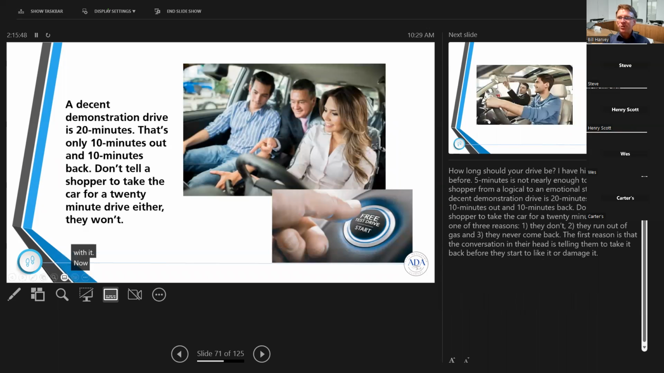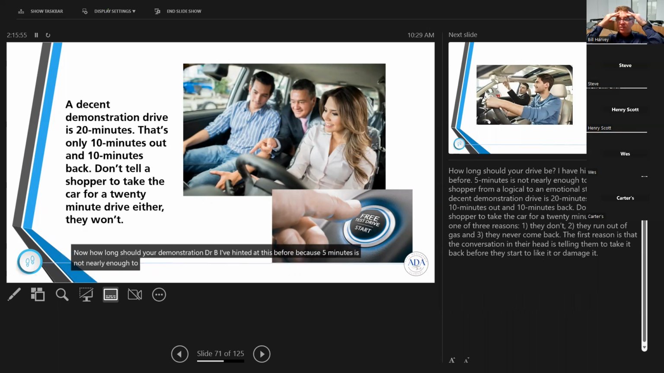Now, how long should your demonstration drive be? I've hinted at this before, because 5 minutes is not nearly enough to move a shopper from a logical state of mind. How much is it? How many payments is it? Oh my gosh, especially how our payments have gone up so dramatically because of the price of cars and now interest. To an emotional state of mind where I just, oh my gosh, I've got to have it. So you've got to take them out on at least a 20-minute drive. That's only 10 minutes out and 10 minutes back. That's why you want to check the fuel in the vehicle.